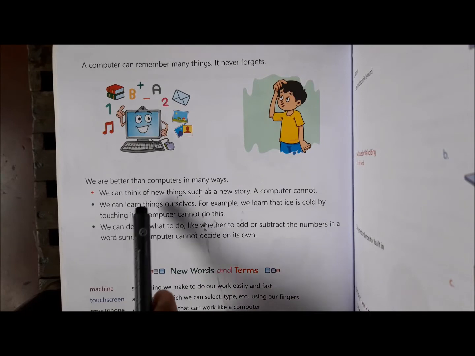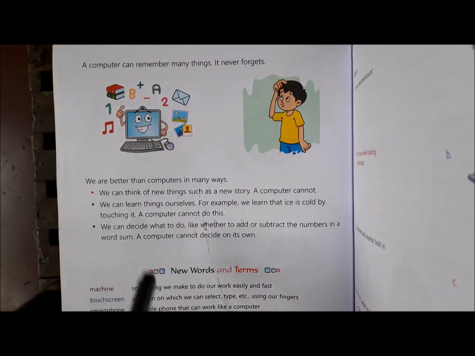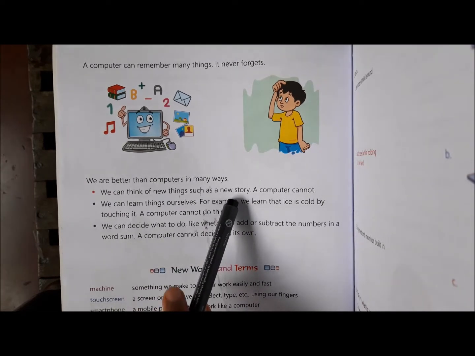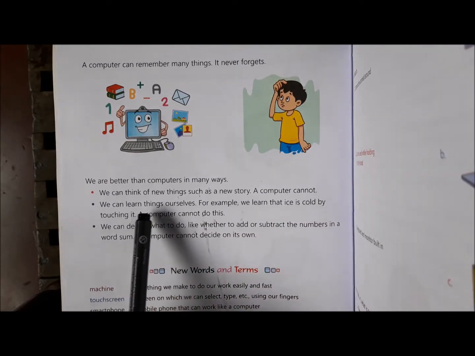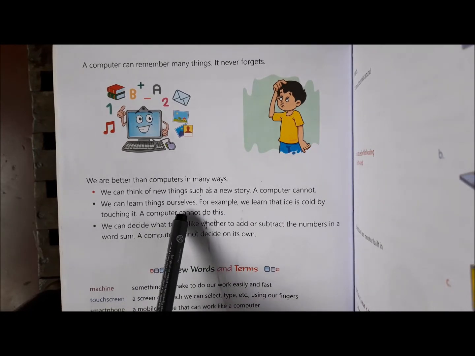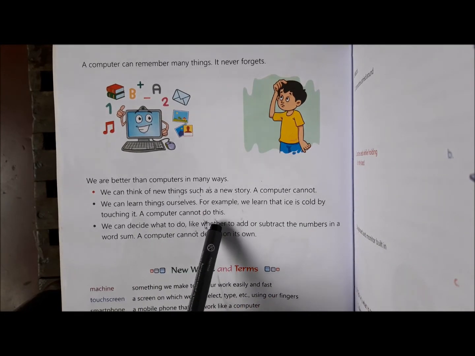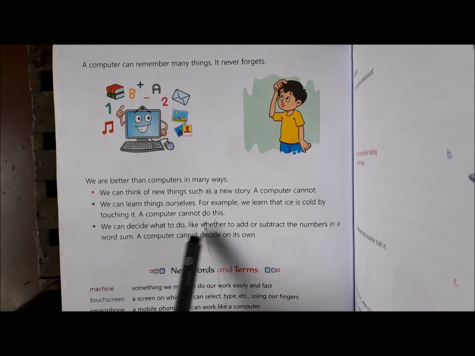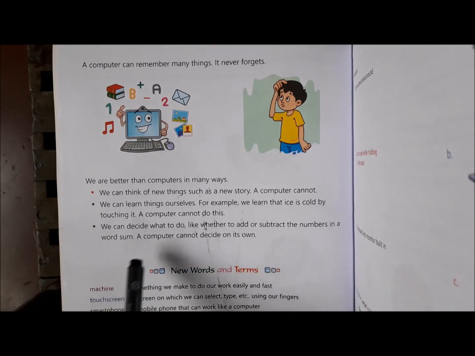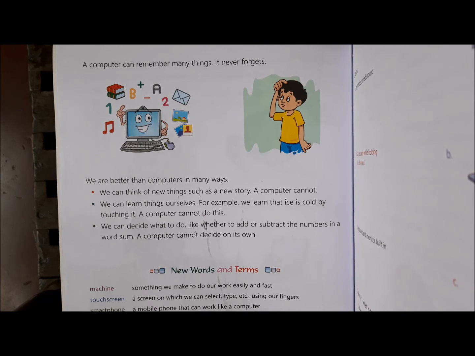Now, we are better than computers in many ways. What are they? We can think of new things such as a new story. A computer cannot. We can learn things ourselves. For example, we can learn that ice is cold by touching it. A computer cannot do this. We can decide what to do, like when to add, when to subtract. A computer cannot decide on its own. So there are different ways in which computers are dependent on us. We have to tell the computer what to do, and then the computer does those things.